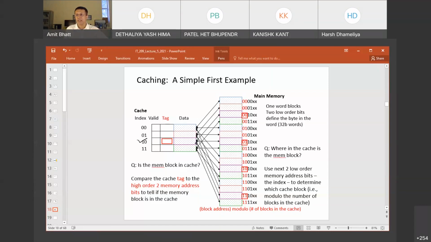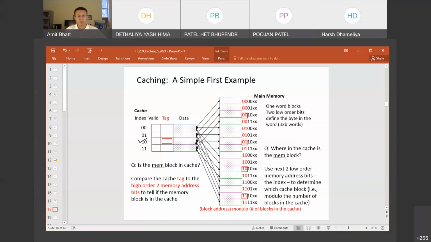Hello, sir. Yes. Sir, how will the processor know that in this address there is no data, because there can be more than one address where there is no data? So the processor has to remember all the addresses where there is no data. I'm sorry, I'm not able to understand your question.